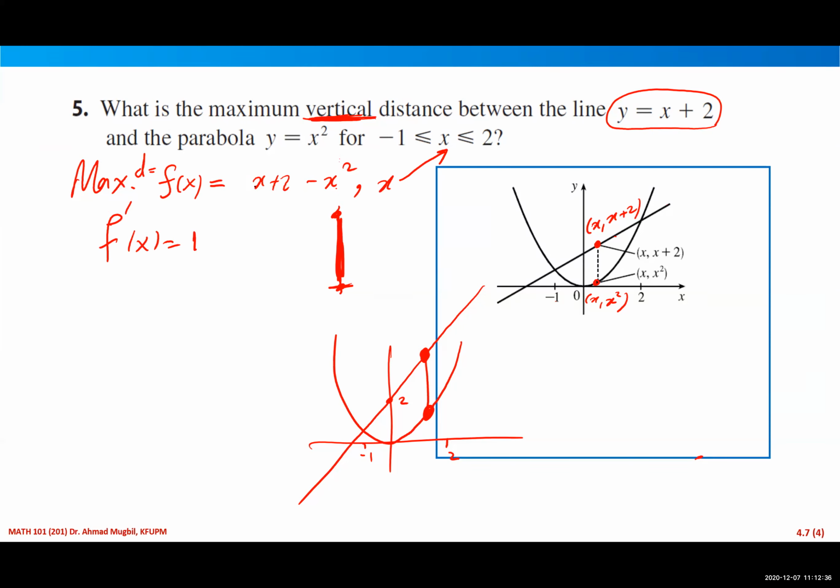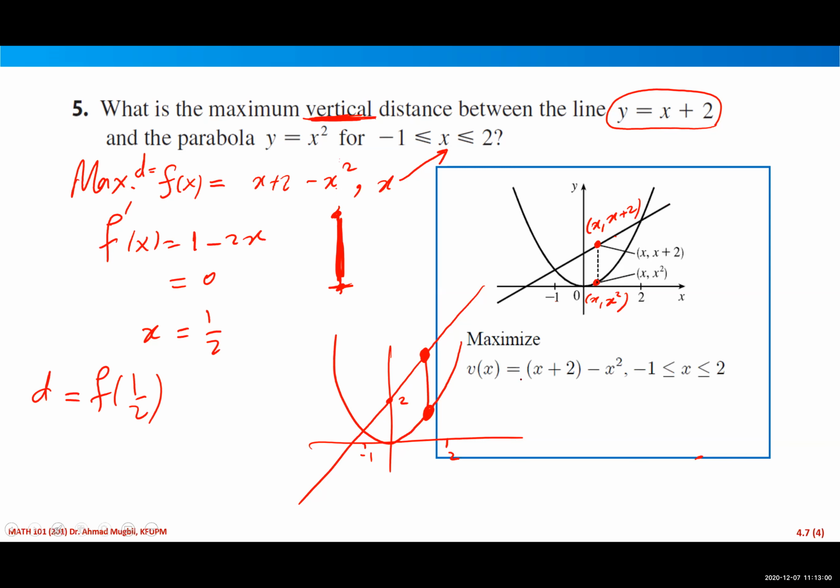Now the derivative, it is 1 plus 0 minus 2x. If you put it equals to 0, you will have x equals to a half. Am I right? So x is a half. So it means that the distance here will be when x is a half. And you need to just substitute. So what is the value of the function at a half? It is the maximum distance. We want to find the maximum distance.